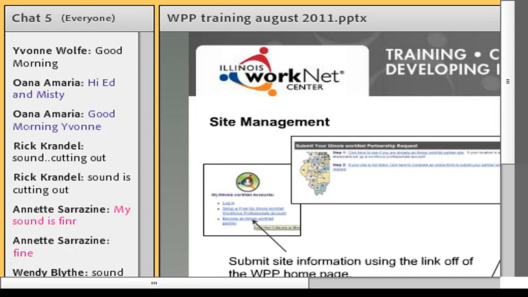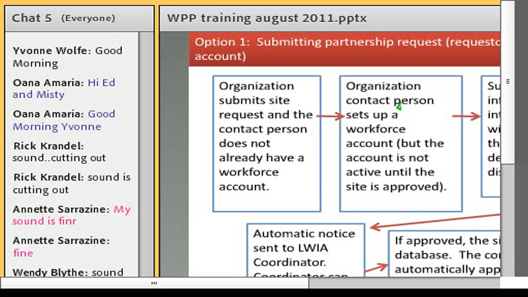Okay, so basically this is the process. An organization submits their information. They set up their contact information for the person, and then confirm that they really want to submit their request. Once they do that, we're notified, and if they're approved, they're added into site management. If they're denied, then the site is removed, but they're also sent an automatic notice.